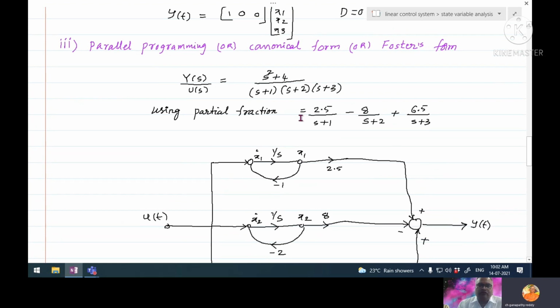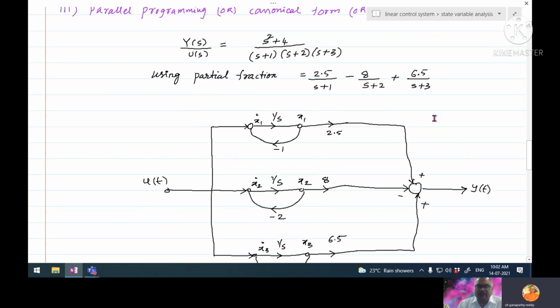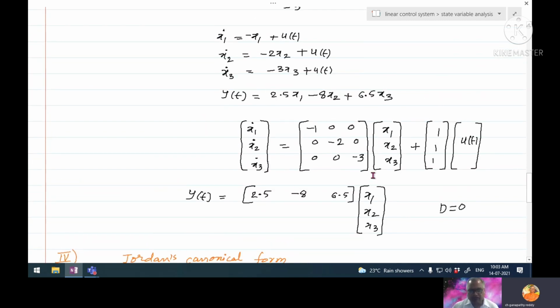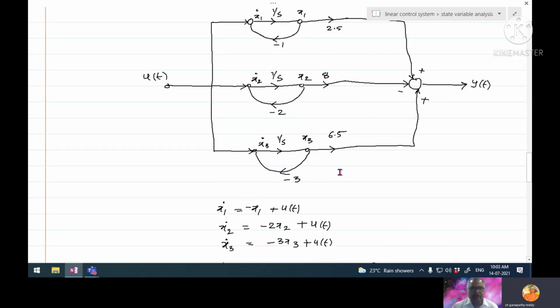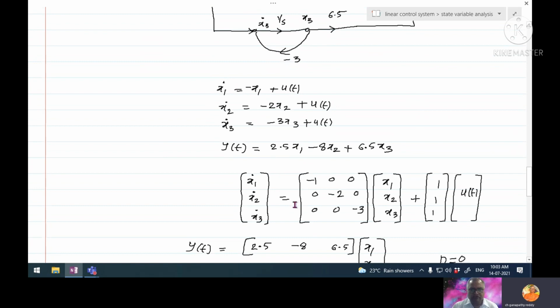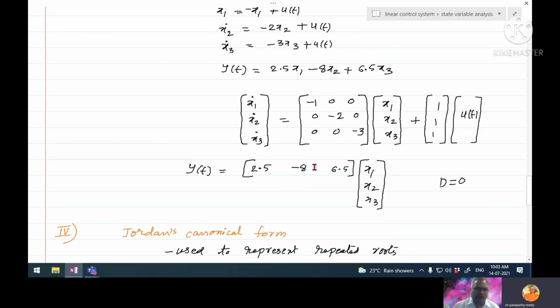Then these numerator coefficients 2.5, minus 8, 6.5 are reflected in the C matrix: 2.5, minus 8, 6.5, times x1, x2, x3. Then D is anyway 0. So this is y of t. Using that logic you can get it straight away. So in the exam also, show all these things: signal flow graph, equations, then show how it is done.